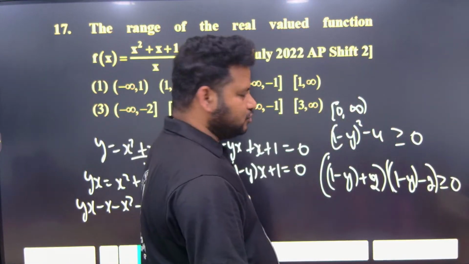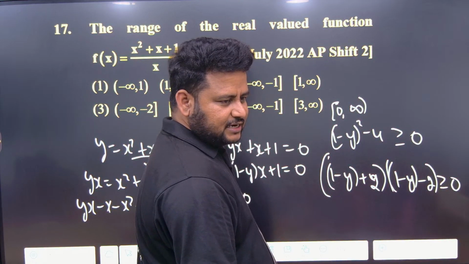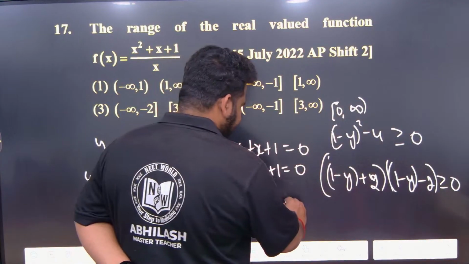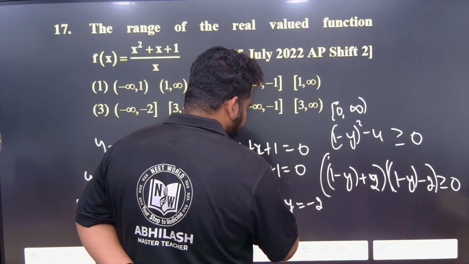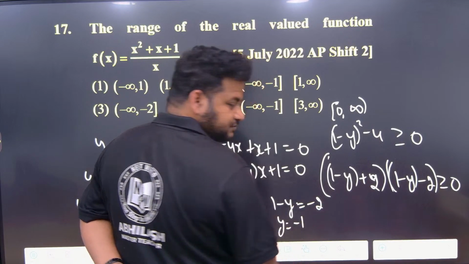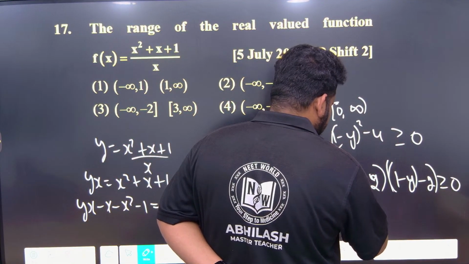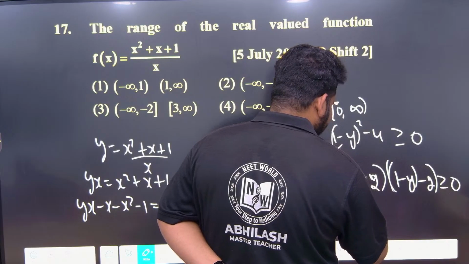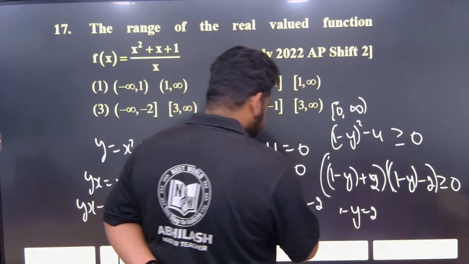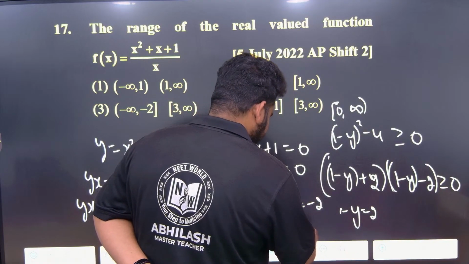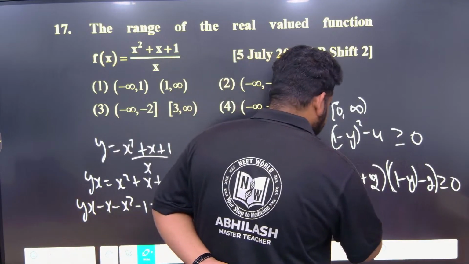1 minus y is equal to minus 2, 1 minus y is equal to plus 2. So 1 minus y is equal to minus 2, so y is equal to 3. Another one, 1 minus y is equal to 2, so y is equal to minus 1.